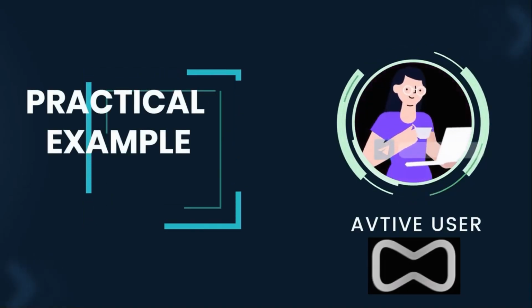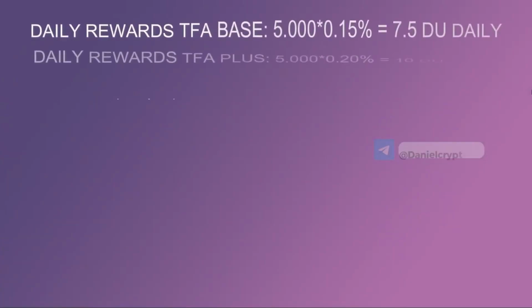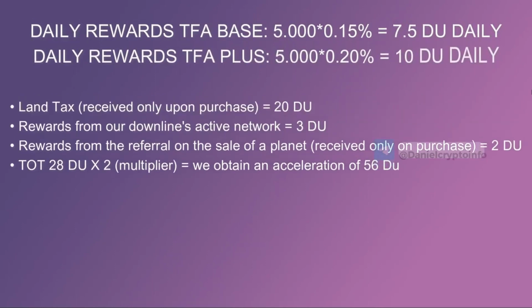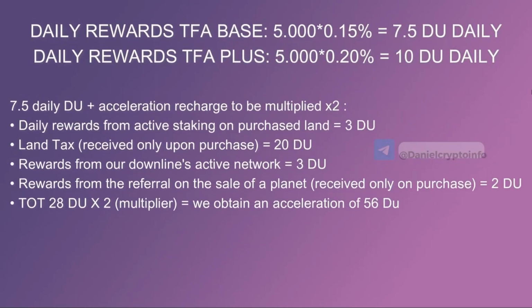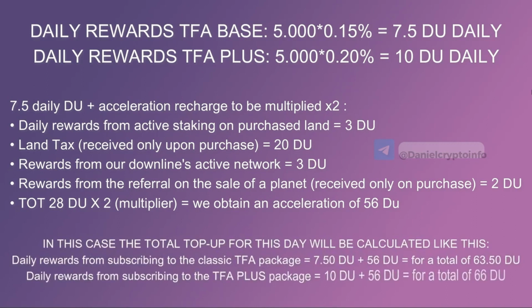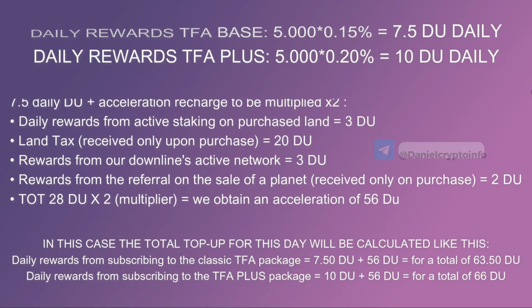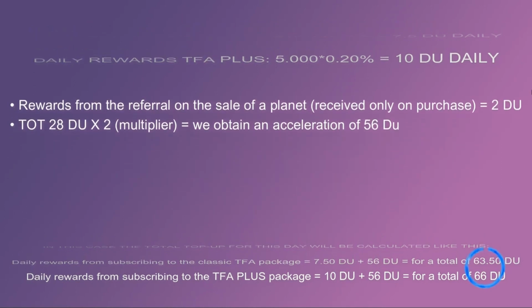Practical example for an active user. The daily rewards will be calculated by adding the percentage of daily release to the amount of the sum produced by the action that makes them an active user. As we can see in this example, the total of the daily rewards for a classic TFA will be calculated by adding the 7.5 DU of a daily release with the 56 DU produced from the active work of the users, for a total of 63.50 DU. Speaking about a TFA Plus, the total sum will be 66 DU.